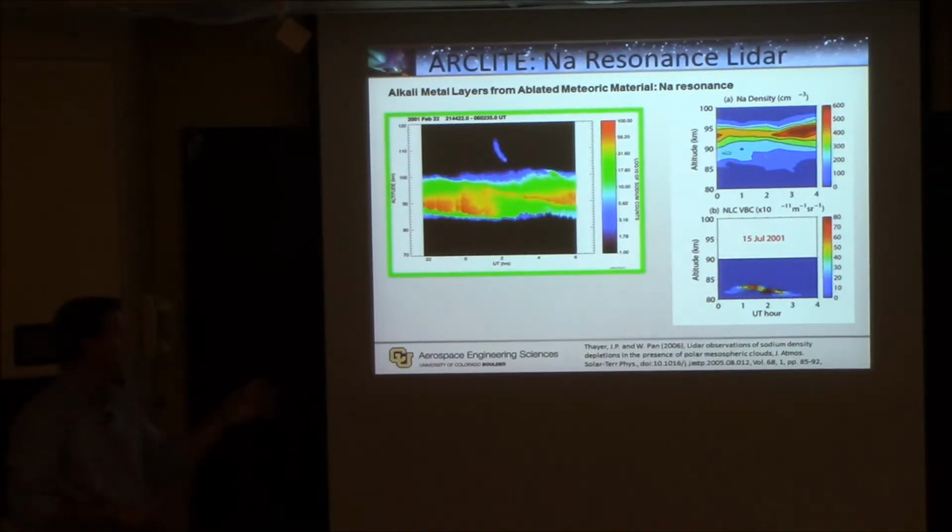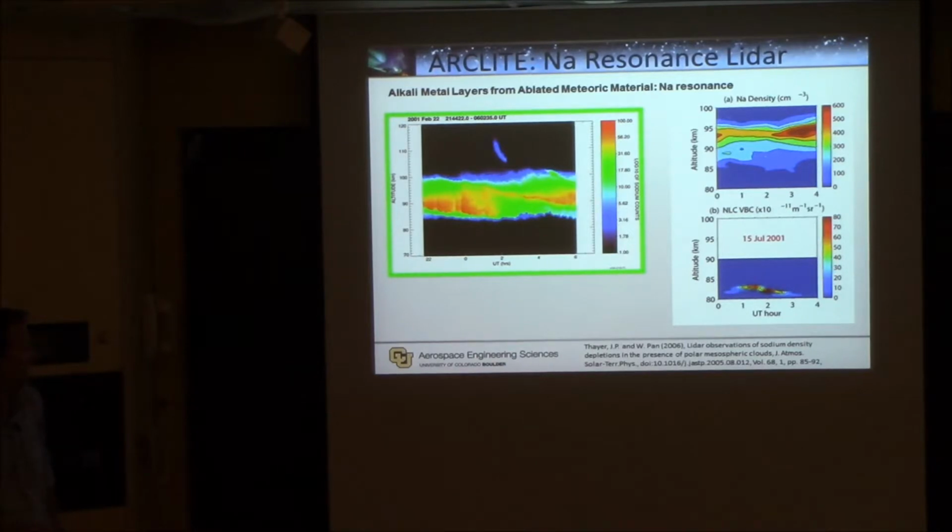Some of them are here today, and they do a lot of work on sodium resonance, iron resonance systems, and LiDAR systems. If I have time today, I'll try to cover some of that.